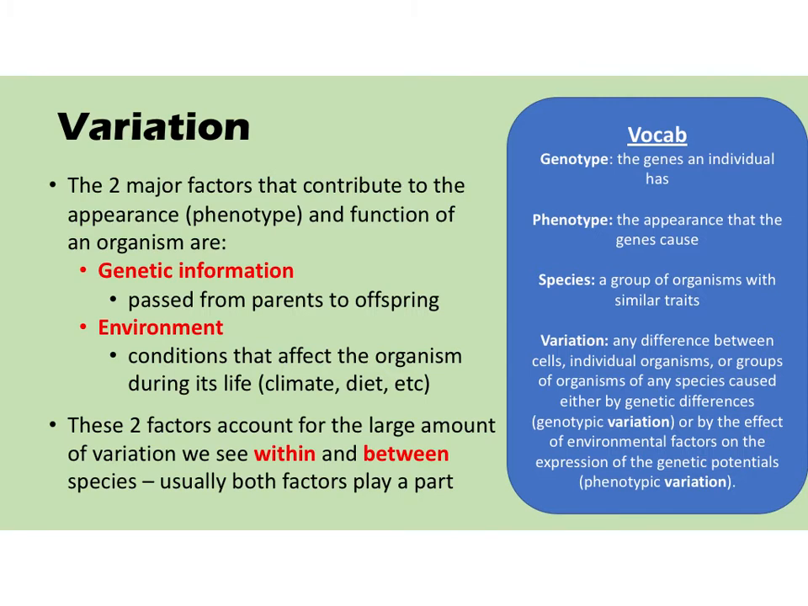So now we're going to talk about variation. There's a few little vocab words we should go through first before we look at variation. So number 1 is the genotype, and that's the genes that an individual has. Then it's phenotype, which is the appearance that those genes cause. The next one, species, is a group of organisms with similar traits.